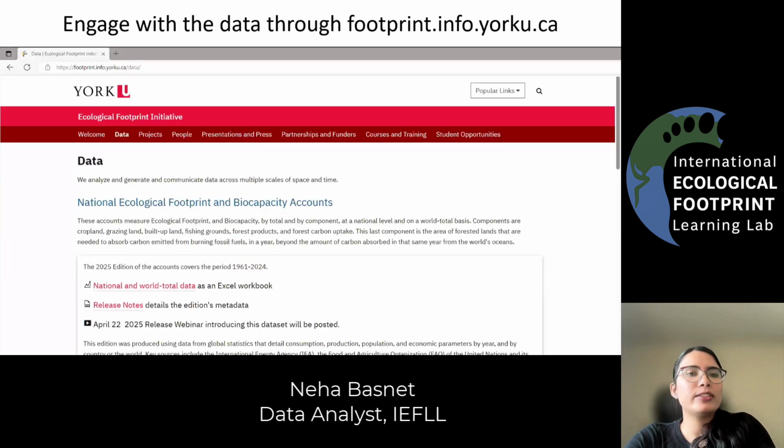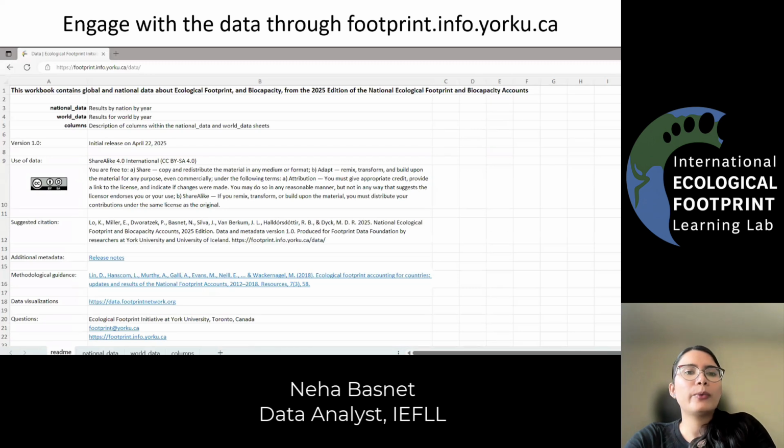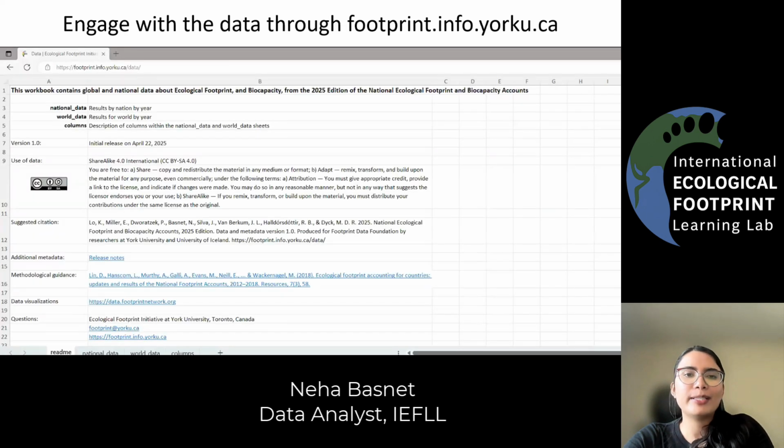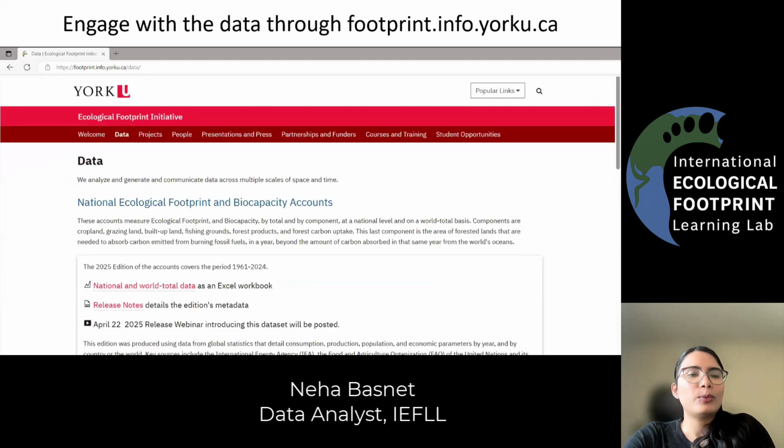So for further engaging with the data and interacting with it, there are a couple of ways you can do this. One is through the Ecological Footprint Initiative website on the Data tab. Anyone can download this data workbook that includes national and world ecological footprint and biocapacity data in total and for the components. This is also accessible through our web URL on the screen or by using the QR code. And also to add that this data is live and has been posted already along with the release note for the edition.